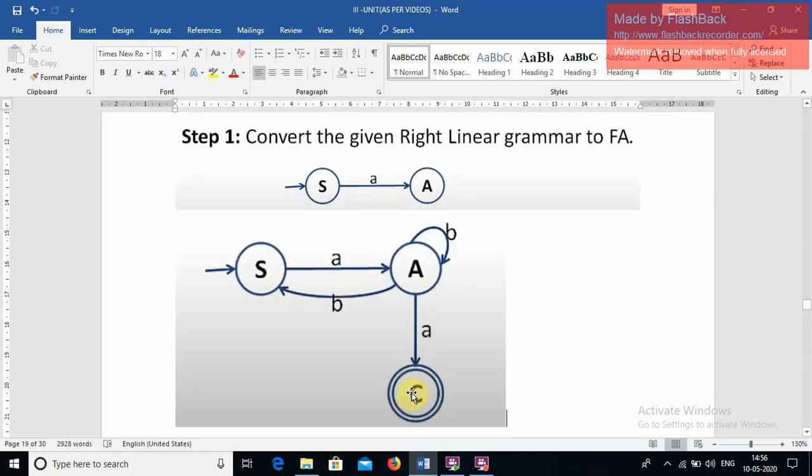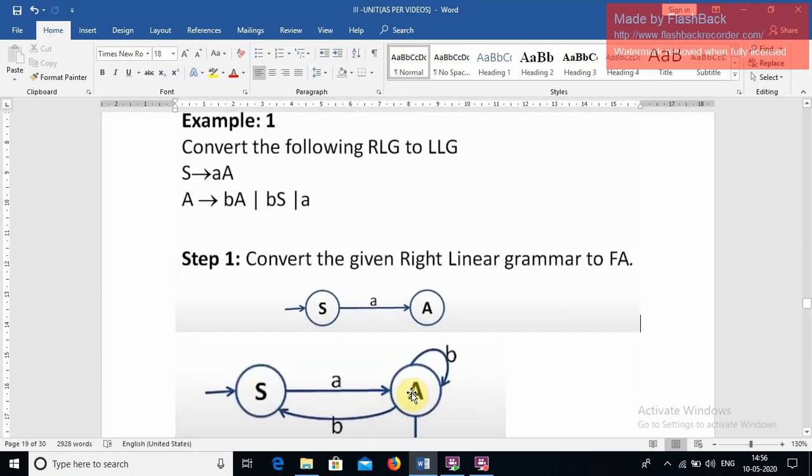Next, what is the next production rule? A to bA, bS, a. From A to A we have a transition, the label is b, the input is b. From A to S we have a transition, the input is b. And for A to a, we don't have any non-terminal symbol here. That means this is a transition to the final state. We don't have any non-terminal, so this is a transition to the final state.